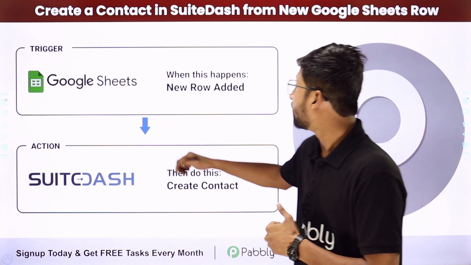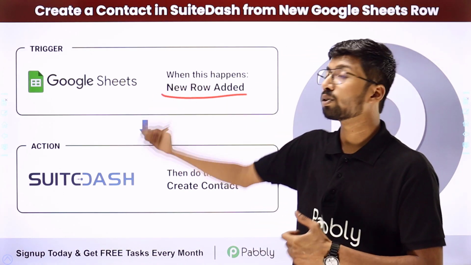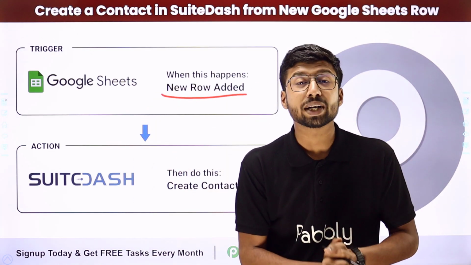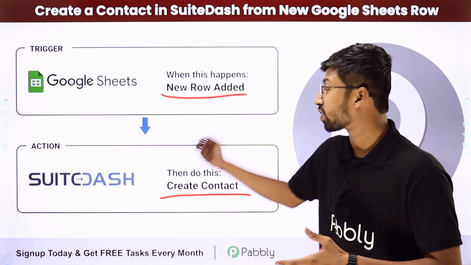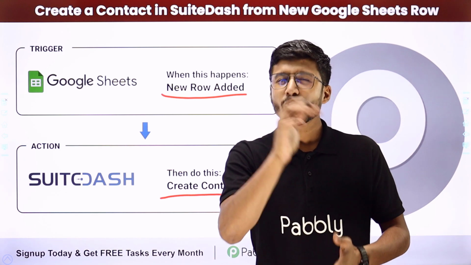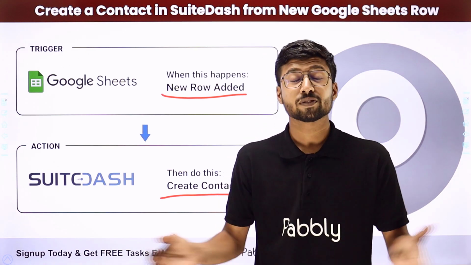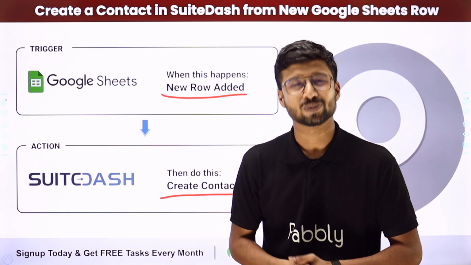So in this automation, whenever a new row of user details is added into the Google Sheet, automatically with the same details, the same person will be created as a contact in SuiteDash. Now, if you want to know how you can set up this automation, you just have to come with me to my screen.